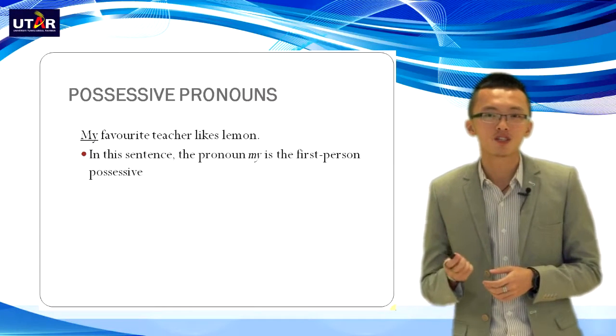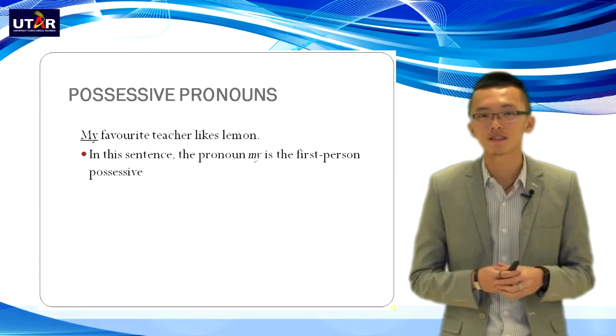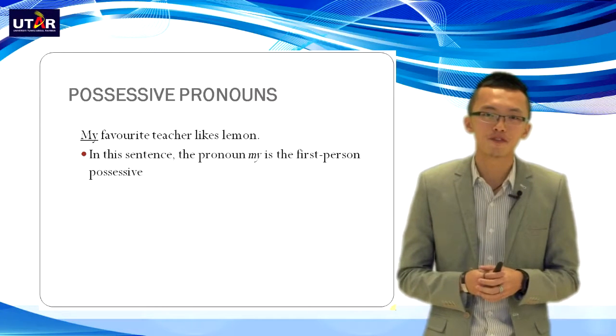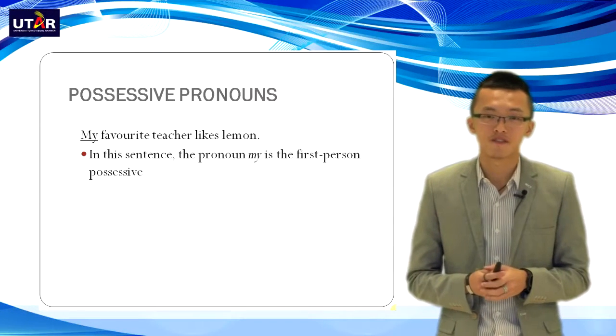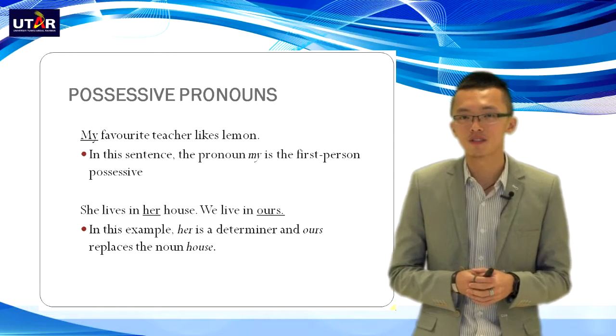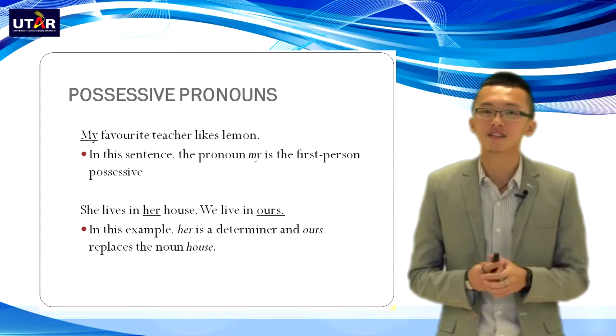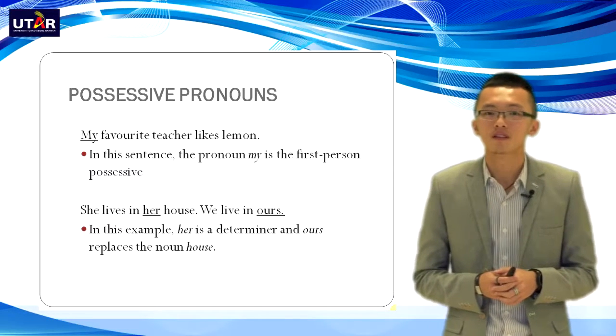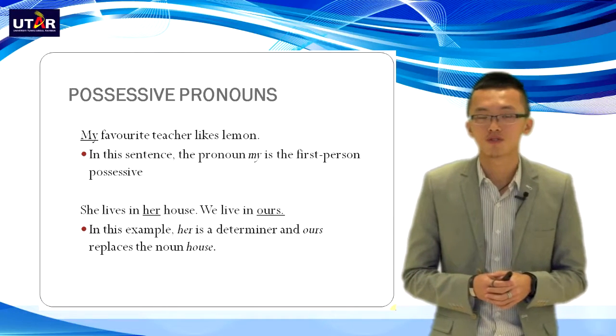My favorite teacher likes lemon. In this sentence, the pronoun my is the first person possessive. She lives in her house, we live in ours. In this example, her is the determiner and ours replaces the noun house.